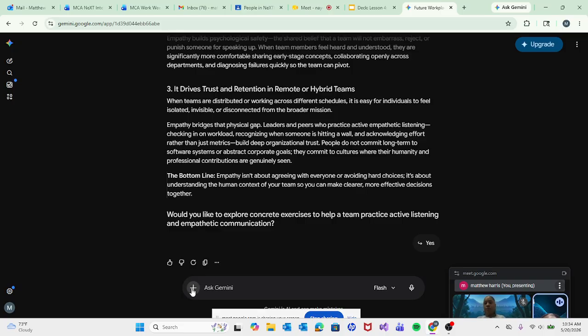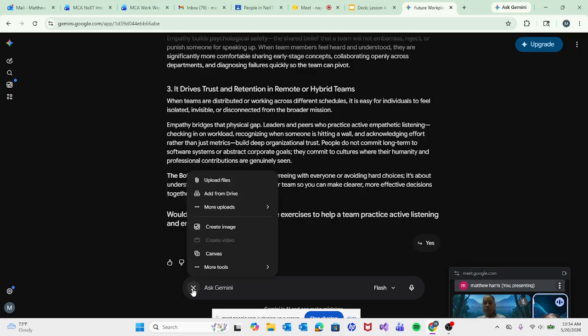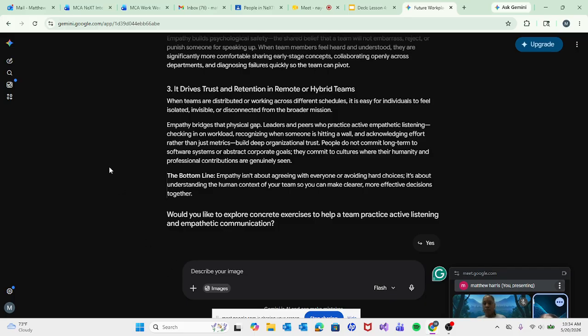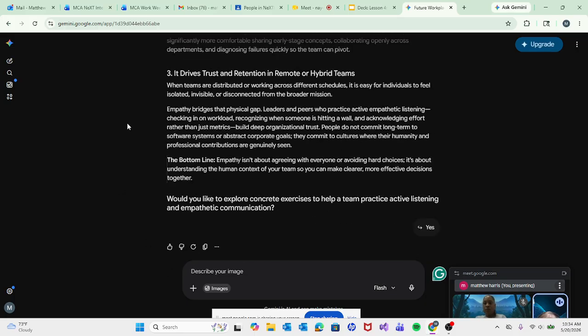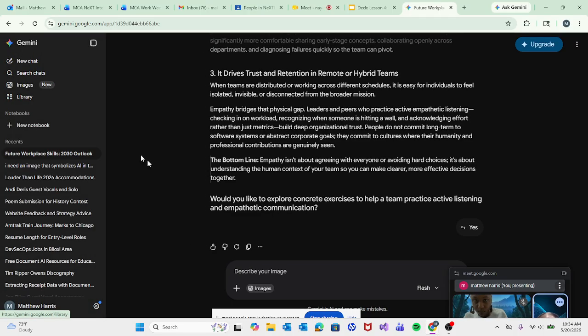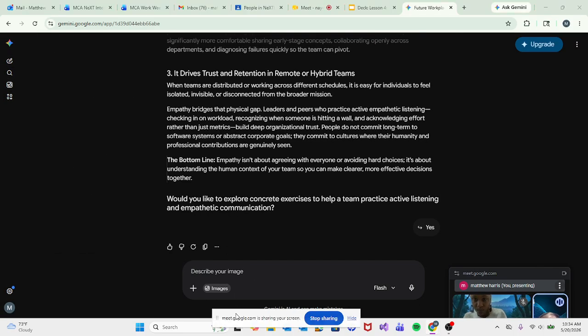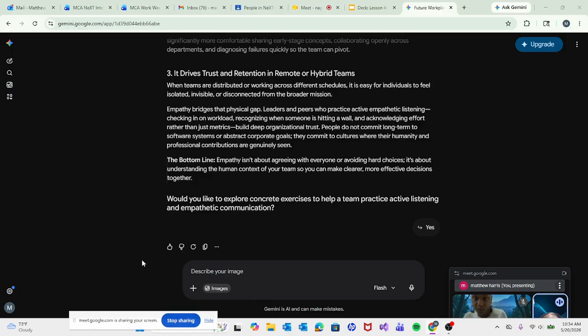So if we wanted to have an infographic created from this of what's coming in the future, we could click create image. For some reason, the way mine looked was different from how it usually has the image when I go to Gemini. Note at the bottom, you do have the warning that Gemini is AI and it can make mistakes. So don't take everything for granted as true.